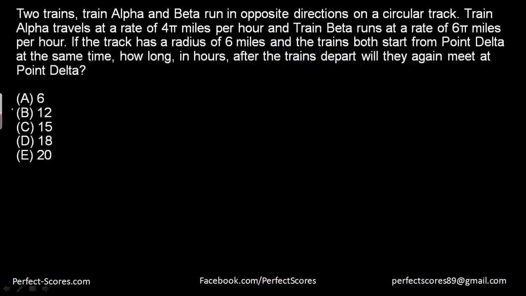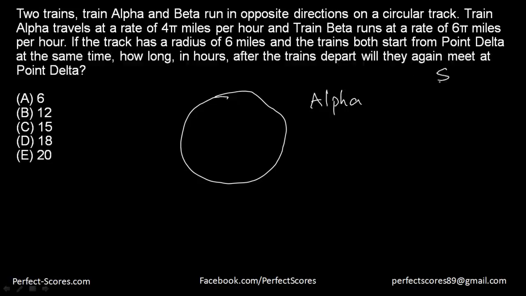Now let's go ahead and do this question. It says that there are two trains, alpha and beta, running in opposite directions on a circular track. So let's suppose this is the circular track. Train alpha travels at the rate of 4 pi miles per hour. So this is your train alpha, right? And there is train beta, which travels at the speed of 6 pi miles per hour.